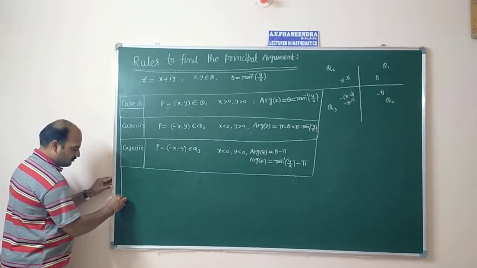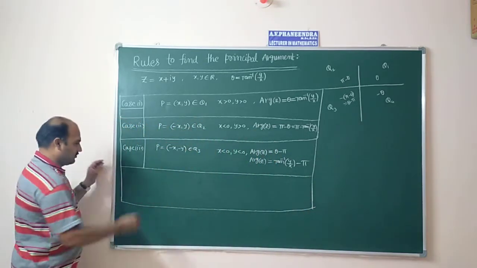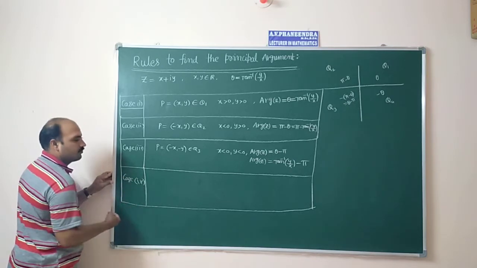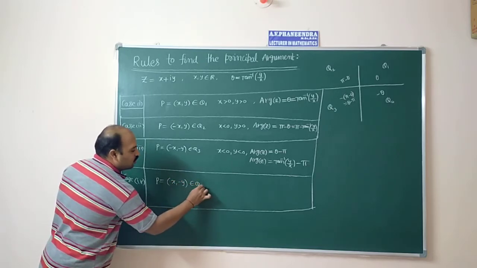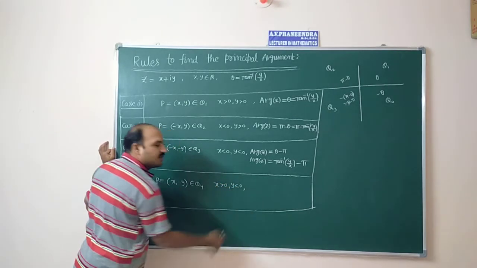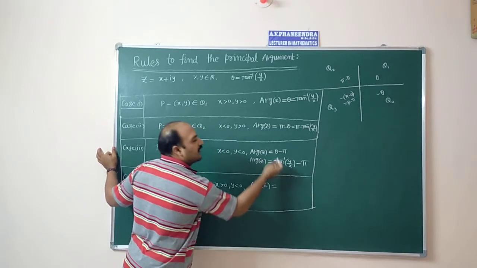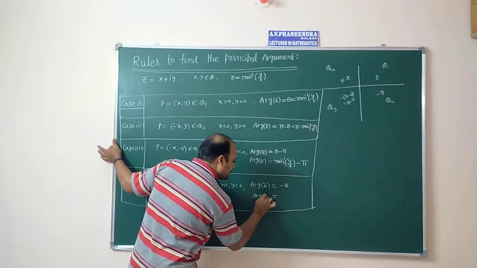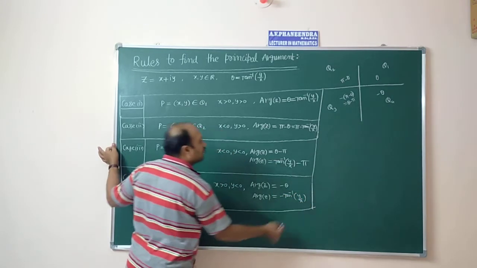The last one. If the point belongs to the fourth quadrant, case 4, P equals (x, minus y), it belongs to Q4. x is greater than 0 and y is less than 0. At that time, the argument of a complex number is the negative of the first quadrant, that means minus theta, which is argument of z equals minus tan inverse of y by x, if it is in the fourth quadrant.